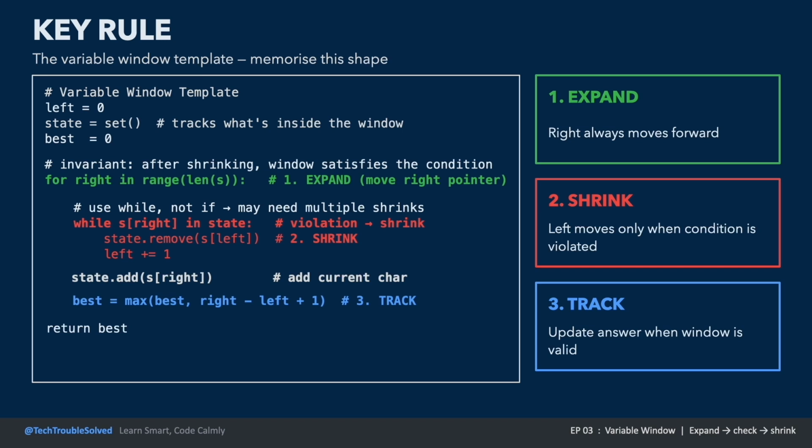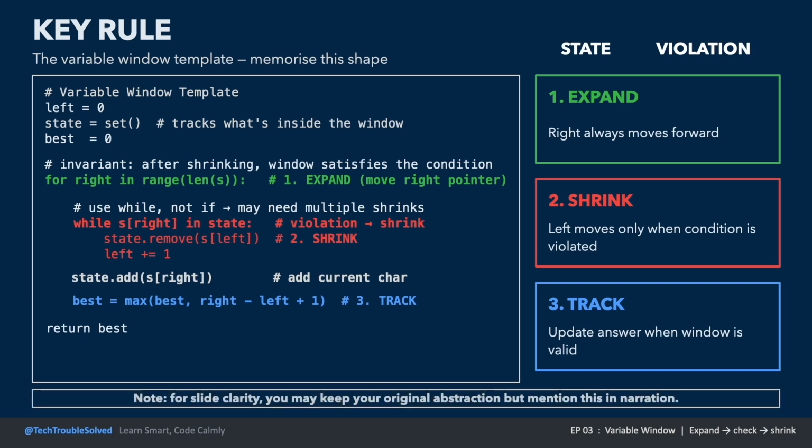What changes between problems? State. Sometimes a set, sometimes a dict with counts. Violation. The condition that tells you the window is invalid. Today's violation is right in char set. Duplicate character. Next problem's violation might be sum exceeds a target or more than k distinct characters. The shape stays the same. You just swap the violation. Once this skeleton lives in your muscle memory, you stop solving these problems one by one. You just recognize the shape and fill in the blanks.